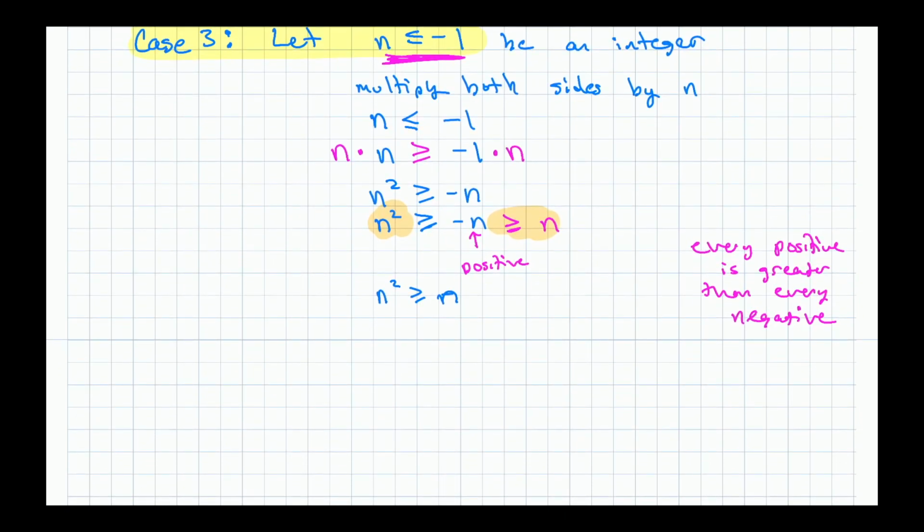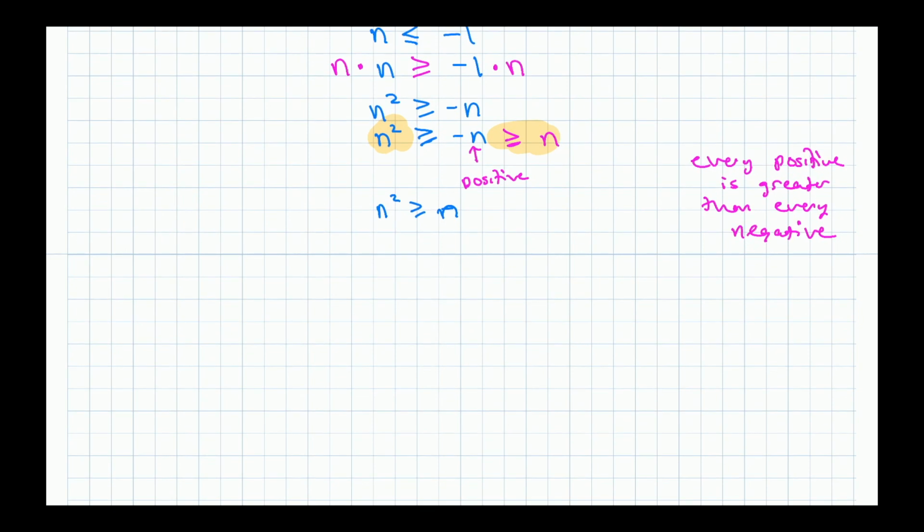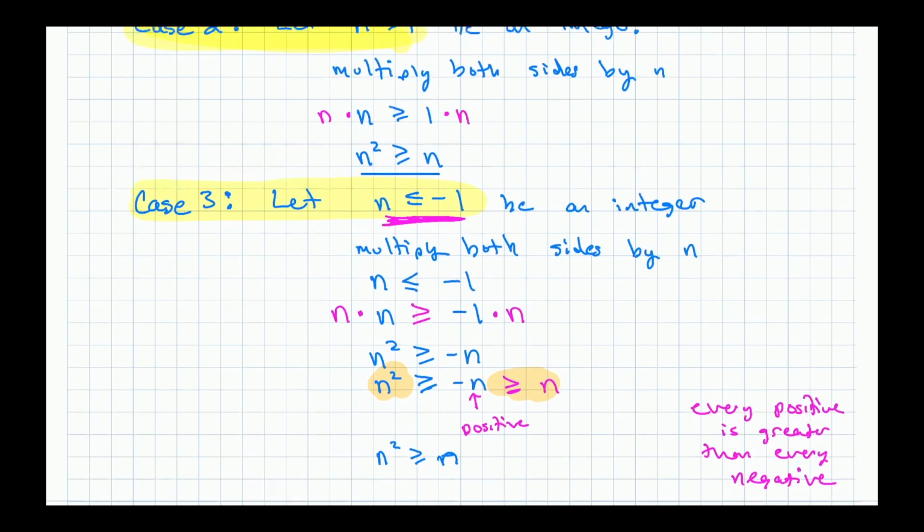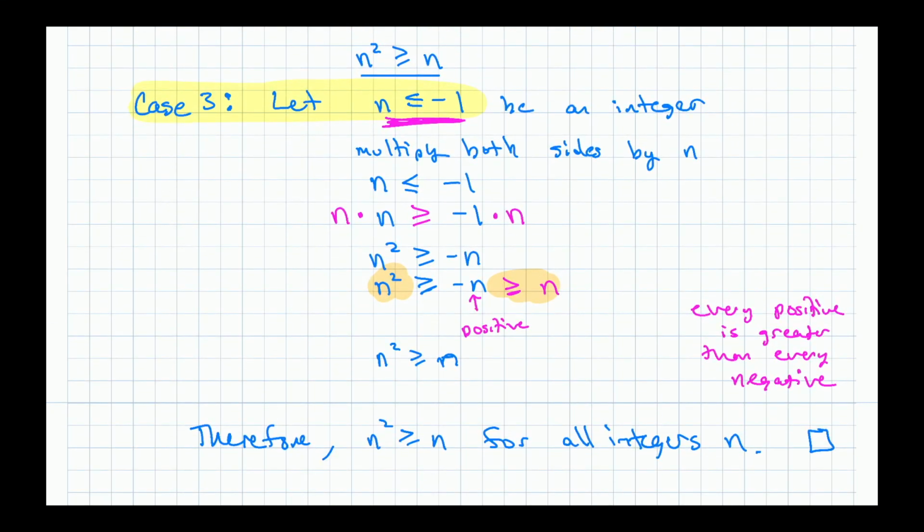And then once you've done all your cases, we can just say, well, we've done it for all integers now. So we verified, so we can say, therefore, n squared is greater than or equal to n for all integers n, right? Because we checked all the possibilities. Okay, and then that is what we call a proof by cases.